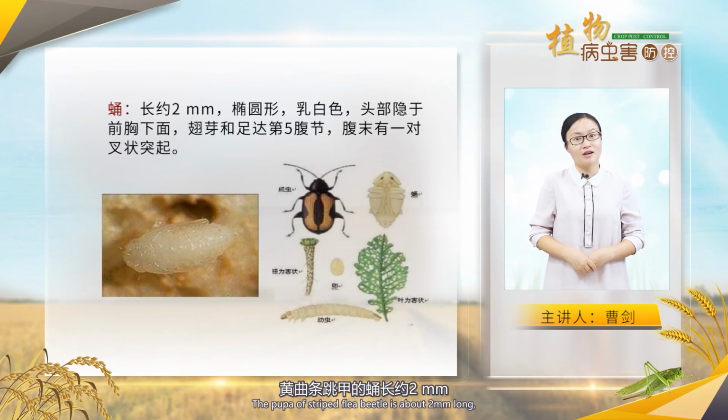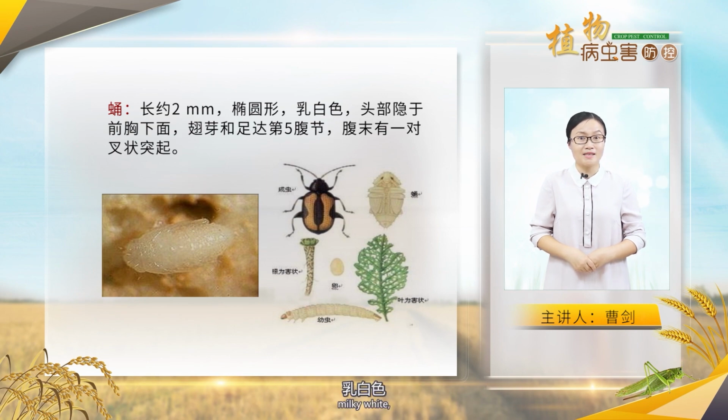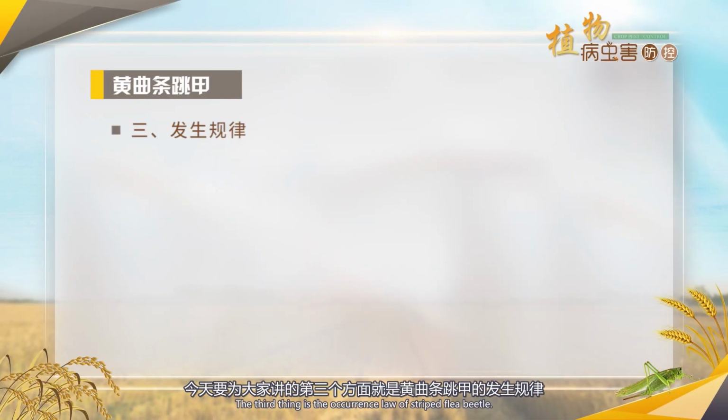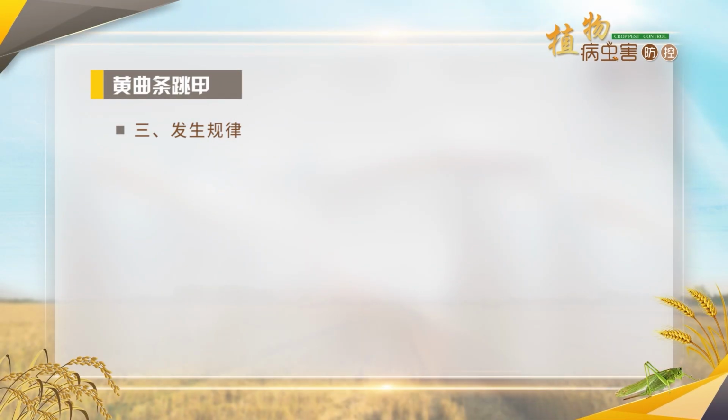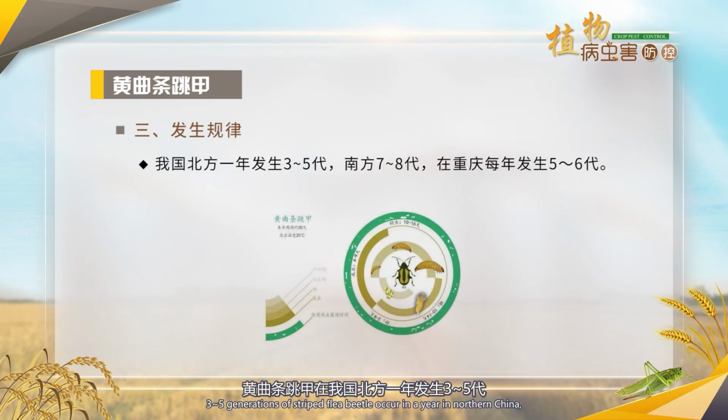The pupa of striped flea beetle is about 2 millimeters long, oval, milky white, with its head hidden under the prothorax, wing buds and feet reaching the 5th abdominal segment, and a pair of forked protrusions at the end of the abdomen. The third thing is the occurrence law of striped flea beetle. 3 to 5 generations of striped flea beetle occur in a year in northern China, 7 to 8 generations occur in southern China, and 5 to 6 generations occur in Chongqing.